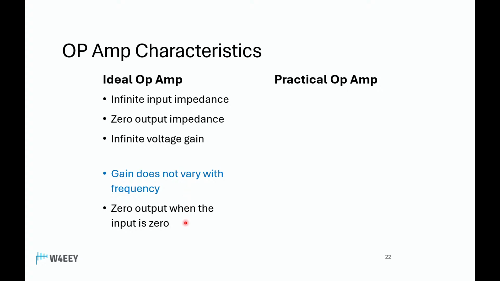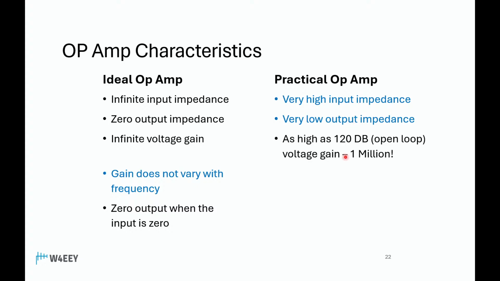So let's see what happens in the real world. We don't have infinite input impedance, but we have very high input impedance. Instead of zero output impedance, we're going to have very low output impedance. And notice the blue text. Infinite voltage gain, well, it can be as high as 120 dB in what's called an open loop configuration. We'll look at that configuration in a bit. That's over 1 million. Amazing when you think about it.